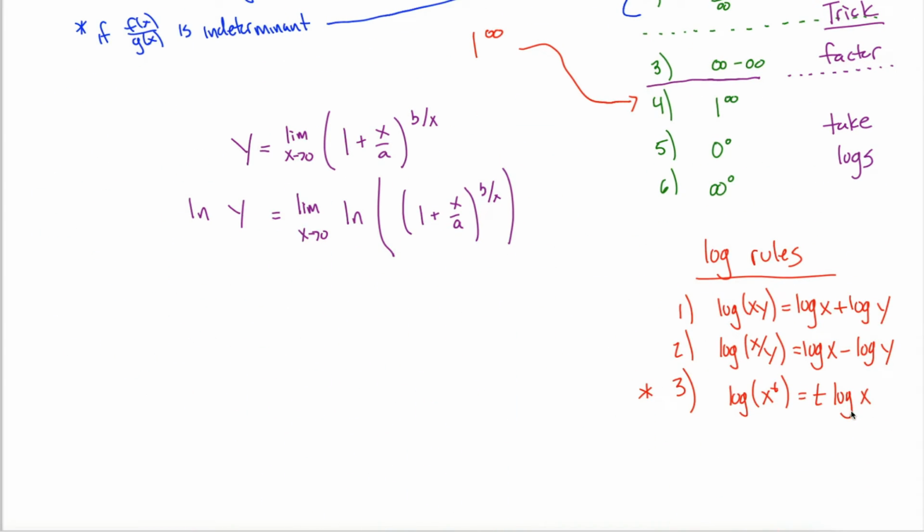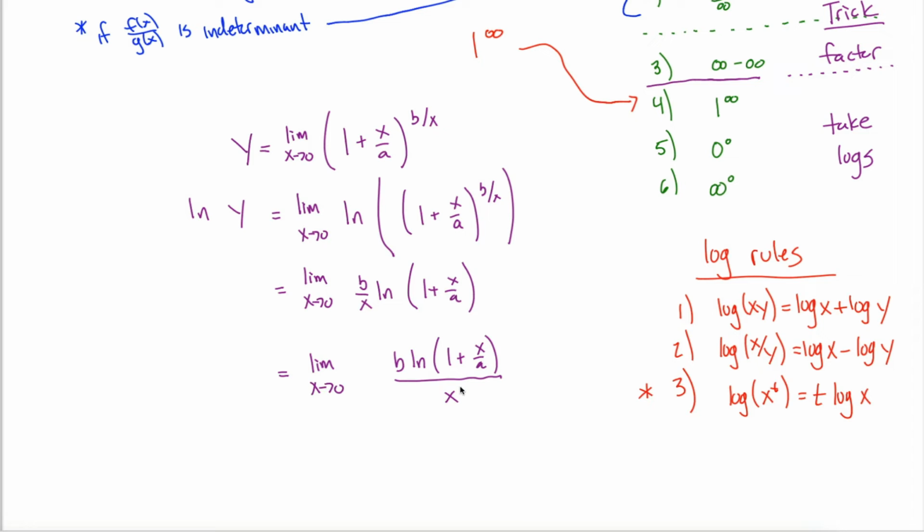Well, you use this log rule. This third log rule allows you to take this exponent and change it into multiplication. What I'm saying is I can take this exponent of b over x and bring it down in front of this natural log. That's great news because now this looks more like a fraction. You don't see it? Just rewrite this thing. Instead of b over x times the natural log of this mess, make it b times the natural log of this mess divided by x.